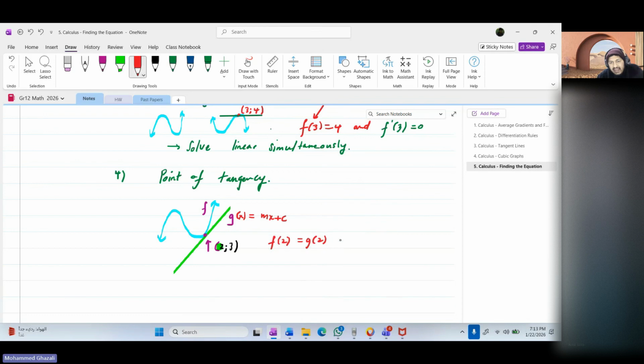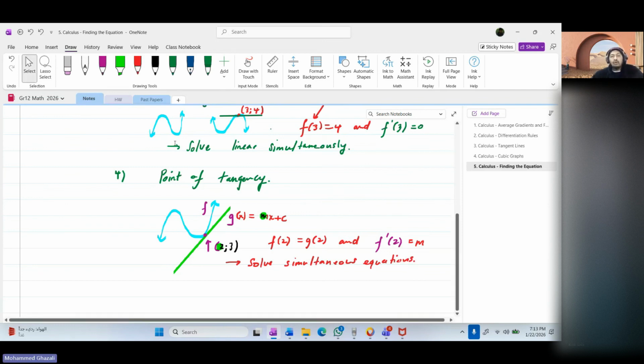And what's the second equation? The second equation is f derivative. f prime of 2, the derivative at 2, is equal to the value of m. See there? The value of m. That's it. And even in this case, you're going to end up solving simultaneous equations. Any questions, guys? So these are the 4 conditions for calculus. If you know these 4 things, you're sorted.